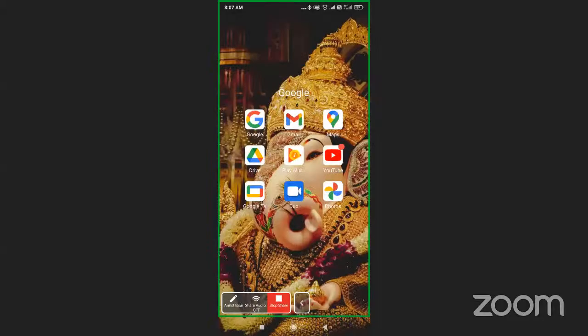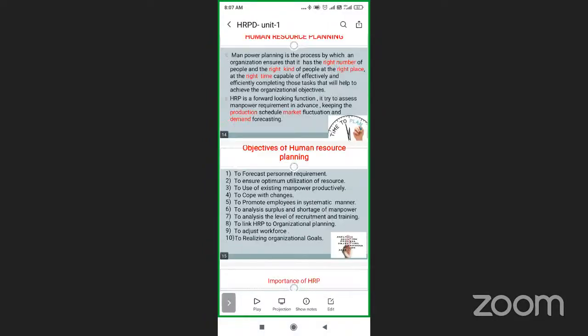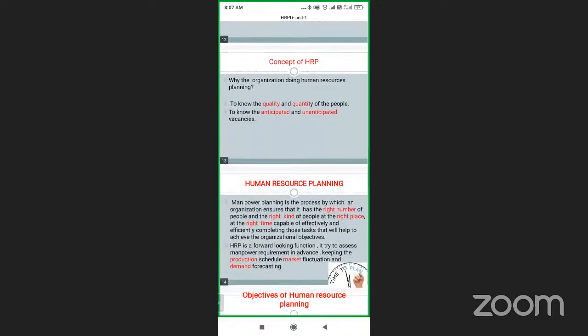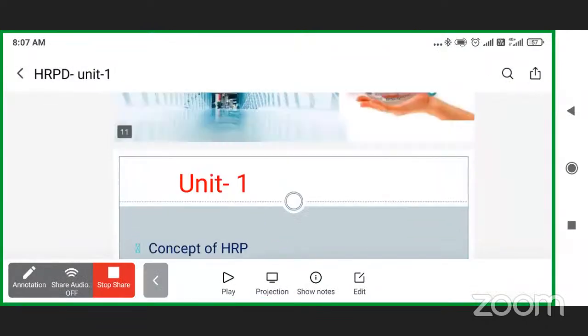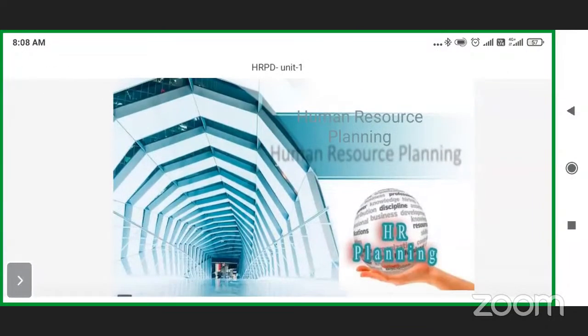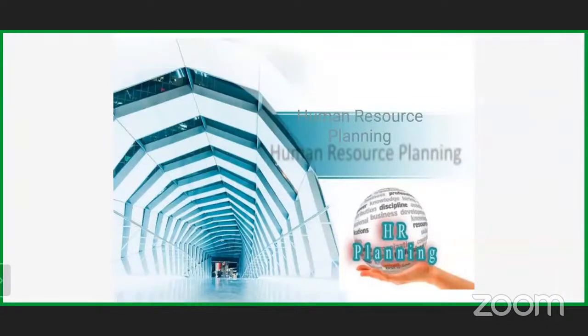Slide. Human resource planning. We will discuss unit 2, right? Already we have completed unit 1. So today we will start unit 2.